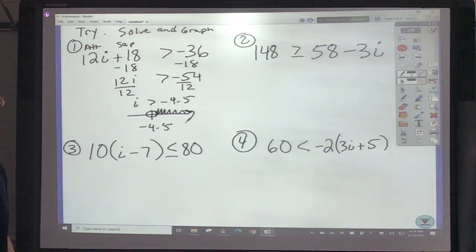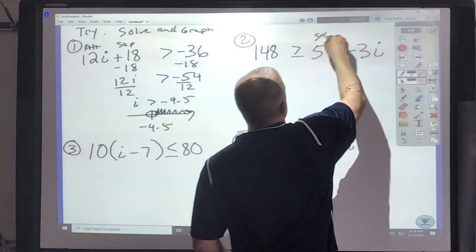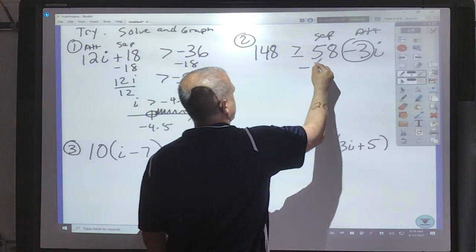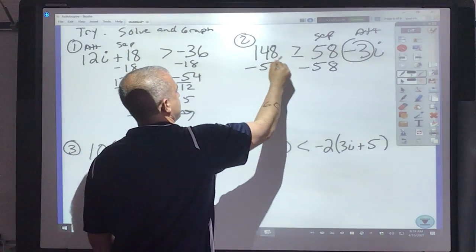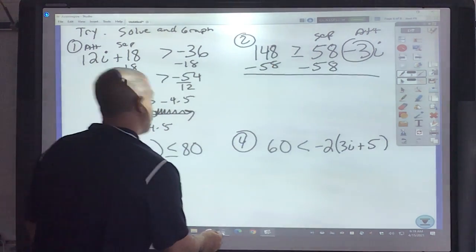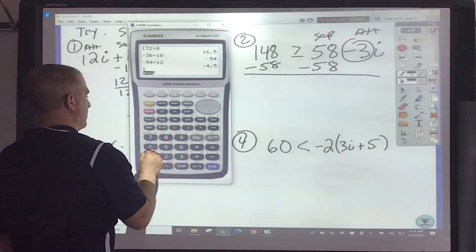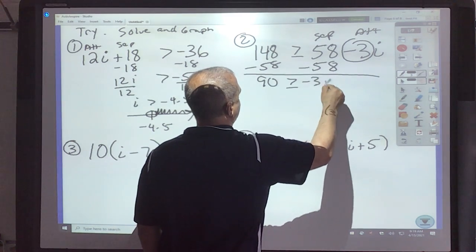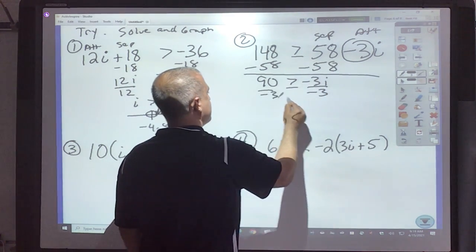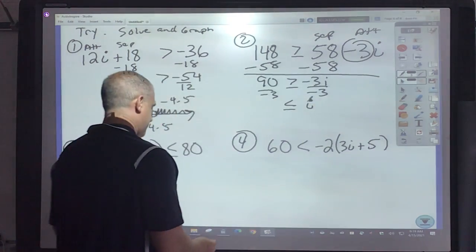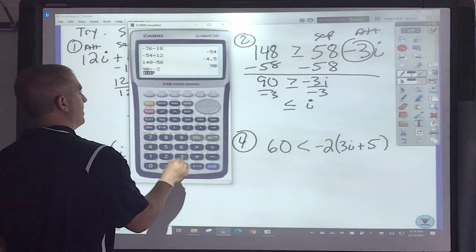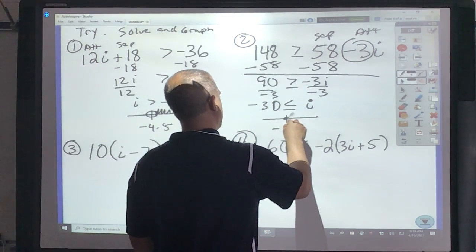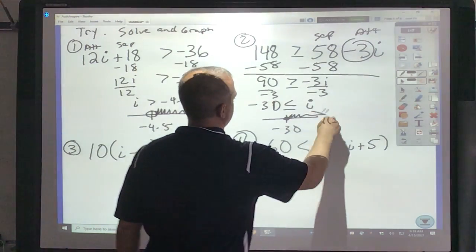the right. Okay, now this here is the separated, this here is the attached. So and my attached is negative 3. Okay, so I want to subtract 58, subtract 58. Okay, all right, 148 minus 58 is 90. And now I got to divide by a negative 3. Now what does that do? Now I'm going to flip this around. Okay, so 90 divided by negative 3 is negative 30. I got negative 30, closed circle. It's eating the i, so I shade to the right.